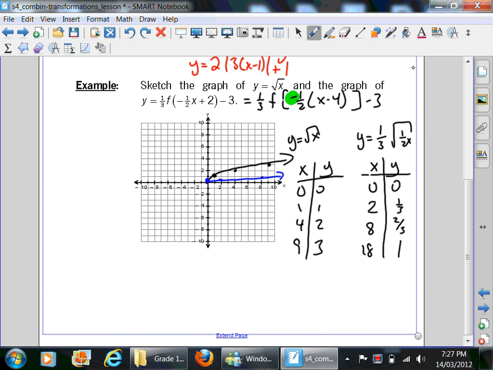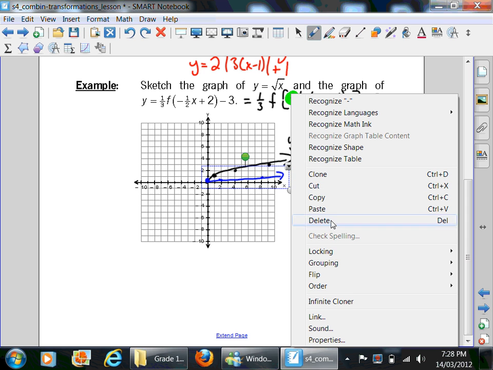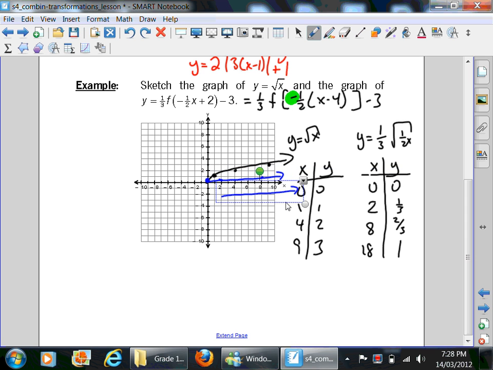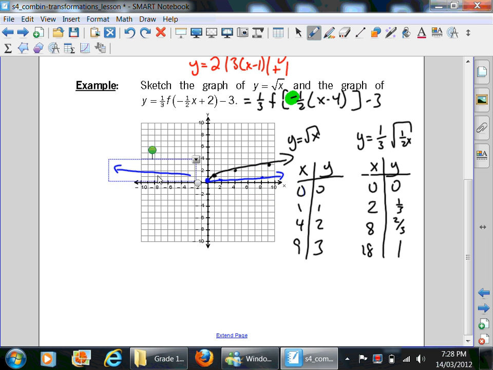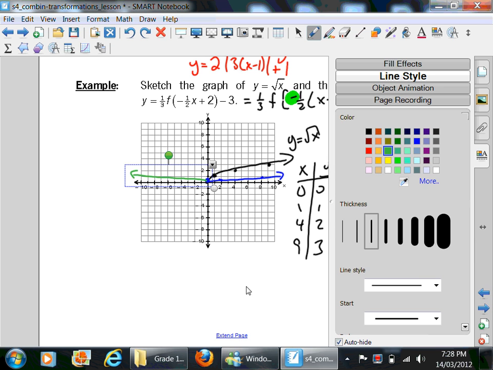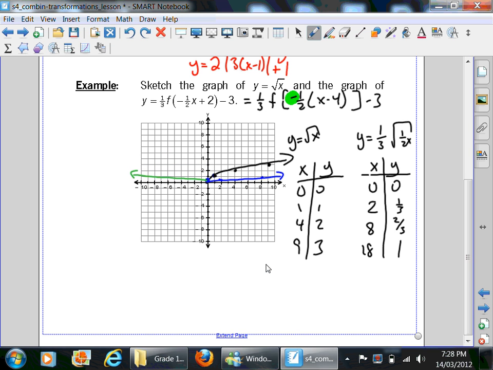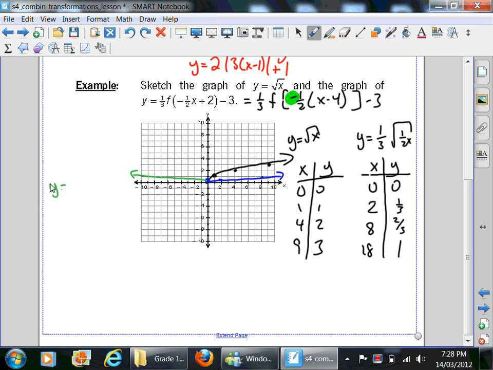So what that's going to do is take this guy here, and first I'll clone it. Then I'm going to flip it left and right, and it's going to be over here. And I'll make it a slightly different color. Maybe I'll make this one green. Okay? So this one right here would be y equals a third square root of negative 1/2 x.